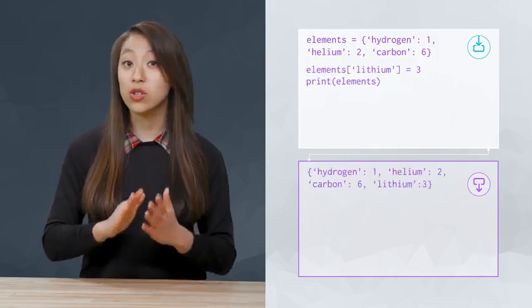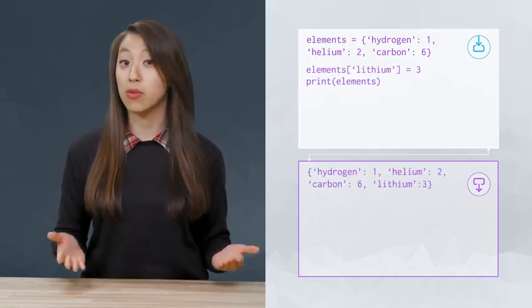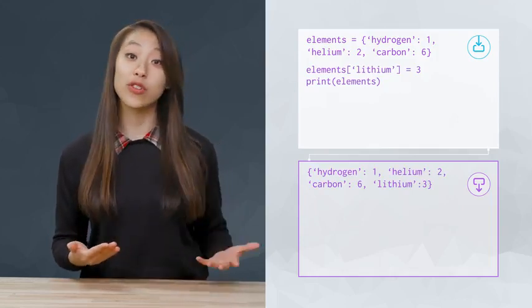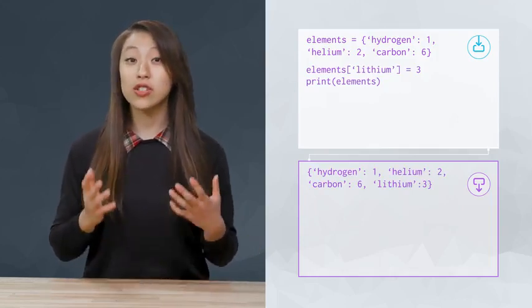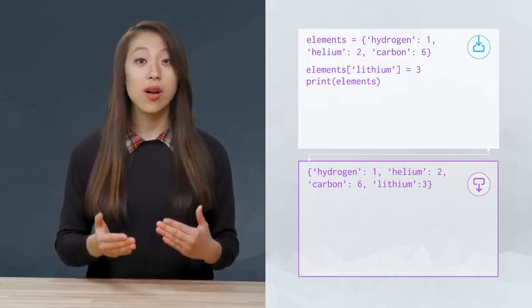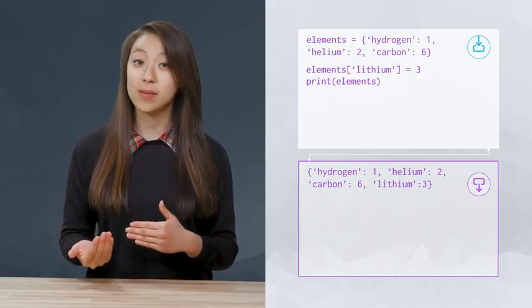We can also insert new values into the dictionary with square brackets. Here, we are adding lithium and giving it a value of 3. Dictionary keys are similar to list indices. We can select elements from the data structure by putting the key in square brackets.